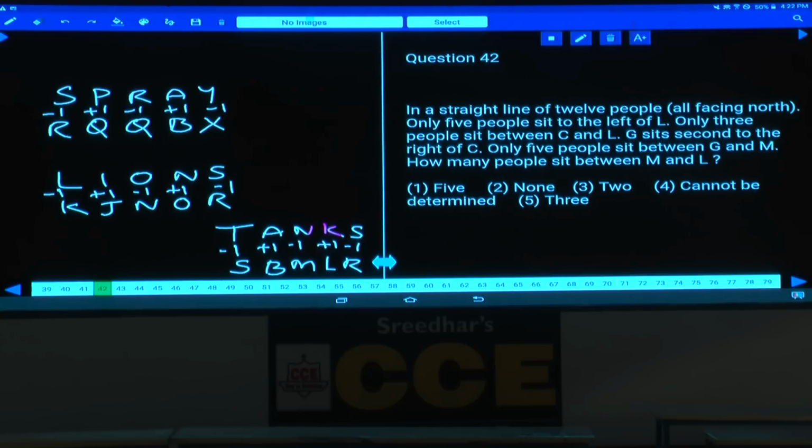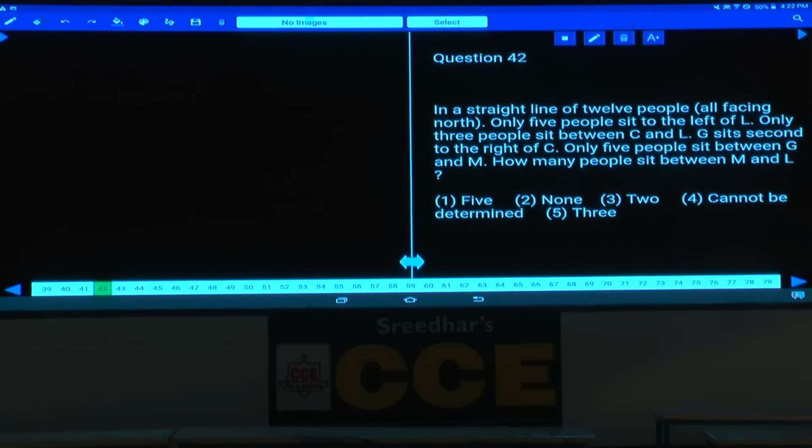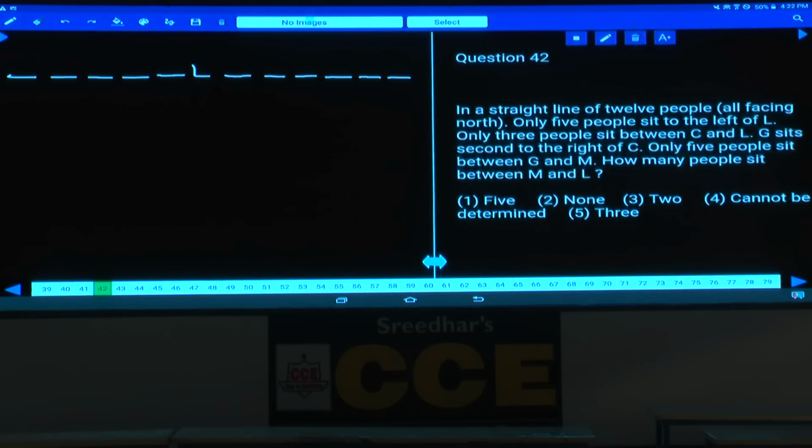Now in this one, in a straight line of 12 people, all facing north, only 5 people sit to the left of L. As only 5 people sit to the left of L, 1, 2, 3, 4, 5, isn't it? 5 people sit to the left of L, and only 3 people sit in between C and L. As only 3 people sit between C and L, in total how many persons are there? 12 persons. 6, 7, 8, 9, 10, 11 and 12. Now these are the 12 persons.